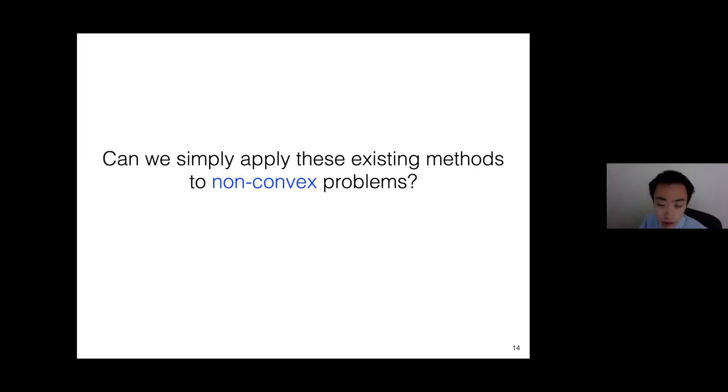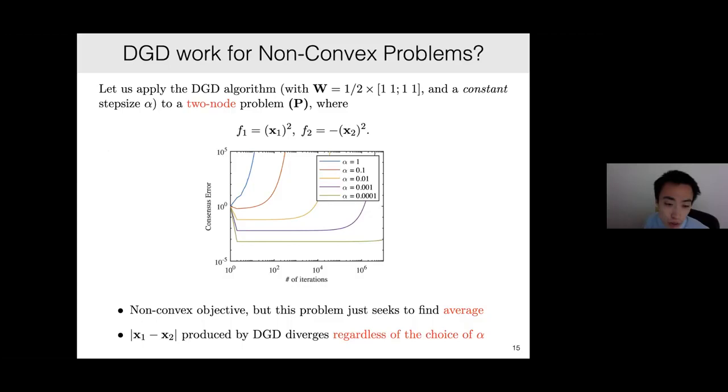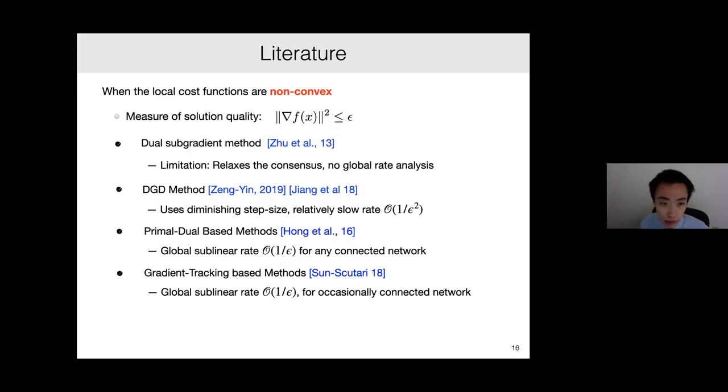As this figure shows, it is very easy to construct some non-convex problems such that classical methods such as the DGD method will diverge to infinity regardless of the parameter choice. For example, here is a very simple two-node problem. No matter what parameters you choose, DGD will diverge. This fact, combined with the increasing importance of non-convex problems, as we mentioned before, motivates a number of recent works that design algorithms to avoid these non-ideal behaviors.